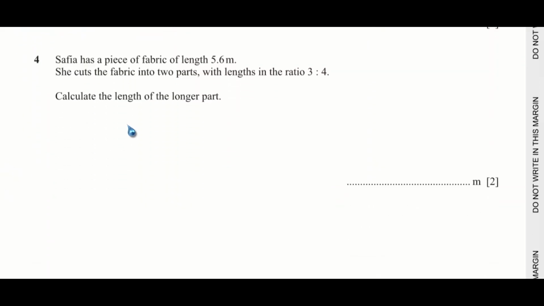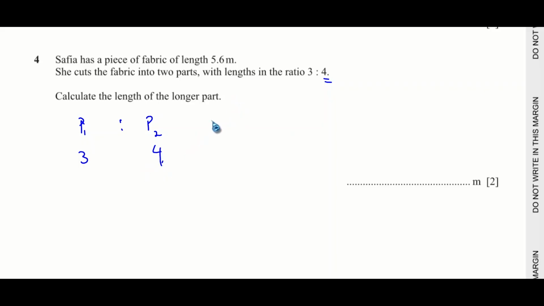Question 4. Safia has a piece of fabric of length 5.6 meters. She cuts the fabric into 2 parts with lengths in the ratio 3:4. Calculate the length of the larger part. So this will be the larger part. Okay, so you want to say part 1 to part 2, that's the first and the second parts. She cut the fabric into 2 parts with lengths in this ratio, that is 3:4. So this will be the larger one.